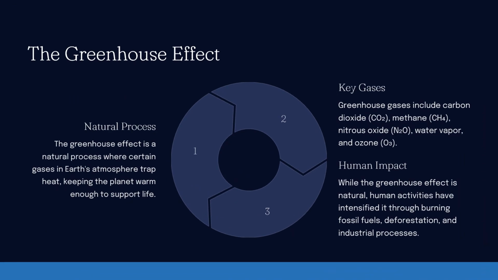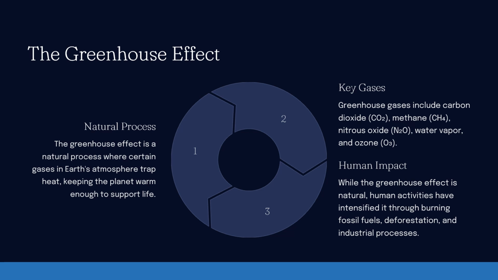Now, let's talk about the greenhouse effect, which plays a key role in global warming. 1. Natural process. The greenhouse effect is a natural process. It happens when certain gases in the Earth's atmosphere trap heat from the sun. This trapped heat helps keep the planet warm enough to support life. Without the greenhouse effect, Earth would be too cold for most living things.